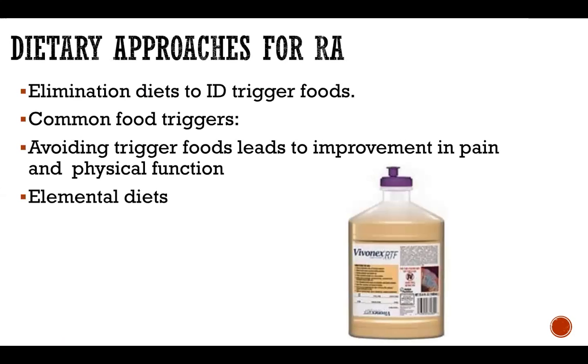Some dietary approaches for rheumatoid arthritis. So it is possible that people try elimination diets, and an elimination diet would be a diet where you cut out different foods and then you add them back in slowly and see if your symptoms of the rheumatoid arthritis disappear, stay the same, get better, get worse.